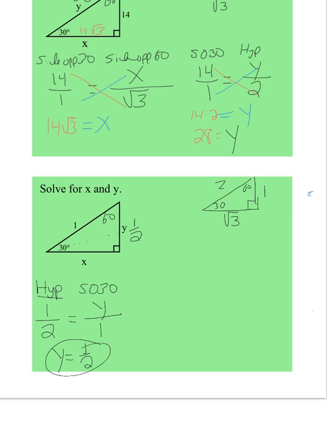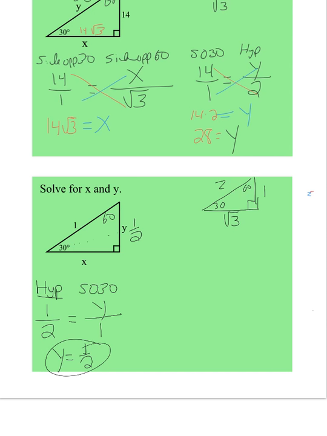Now something you might have noticed here is that the side opposite 30 is always half of the hypotenuse. So maybe you could have figured out the y value already. And from here, again, solving for x, I could easily set up proportions, or I could use the Pythagorean theorem. Given that I'm going to work with fractions here, let's just go ahead and set up proportions.